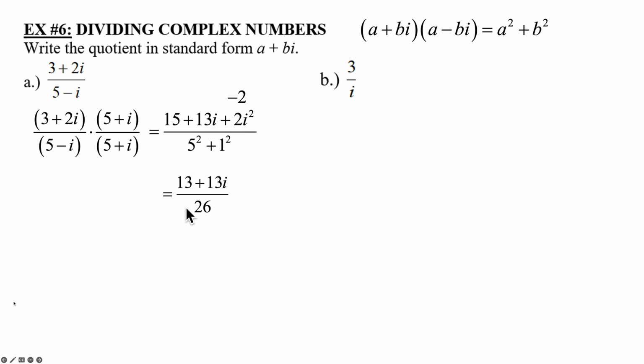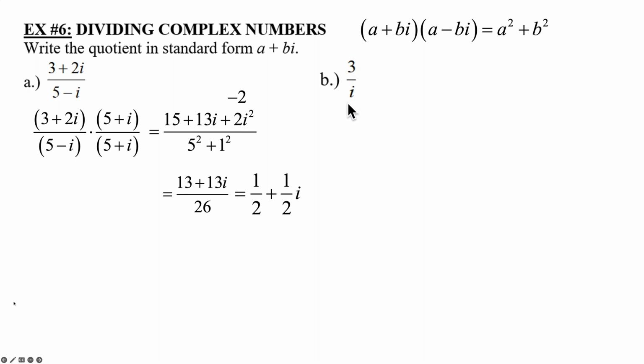Okay, wait a minute. A plus bi form. You want to separate it as two fractions: 13 over 26 is 1/2, plus 13i over 26, which is 1/2 times i. Now, if you want to put the i here, that's fine, as long as it's right next to the fraction bar. The safest thing to do is put it up in the numerator. For part B, this one might be entered in your notes wrong, because from Google Docs I lost the fraction bar and it might say 3i. Please change it in your notes to 3 over i.